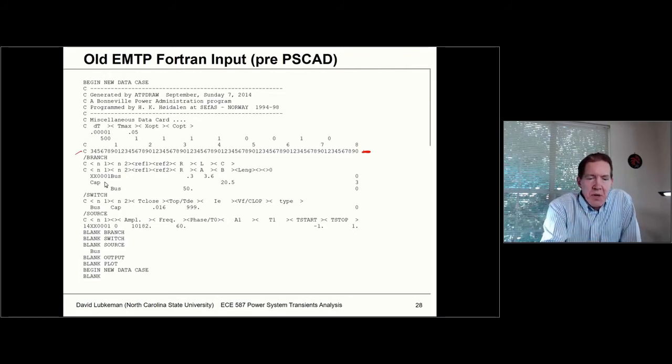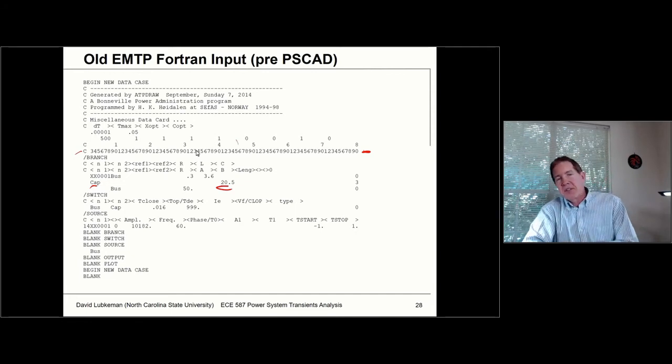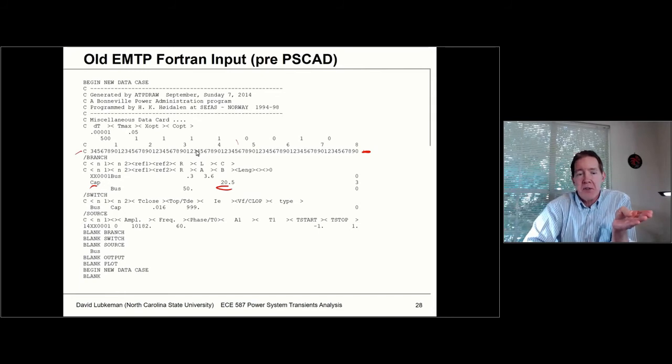And what you would have to do is you were allocated certain columns to put in certain values. So like the fact that you had a capacitor, let's say, you would have to put the thing within certain columns. If you have the size of the capacitor, that would have to fit within certain columns. And the thing that was kind of a pain about this, if you didn't get the values to line up correctly in the columns, then basically the EMTP code would misinterpret your values.